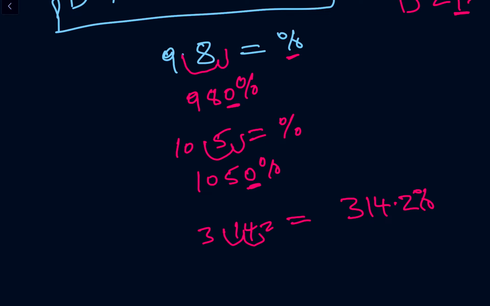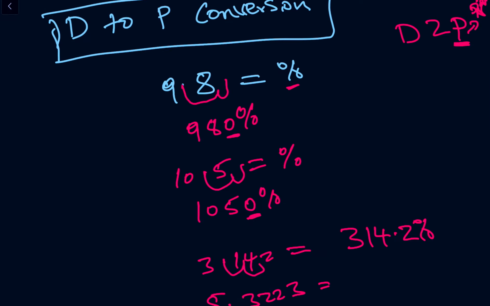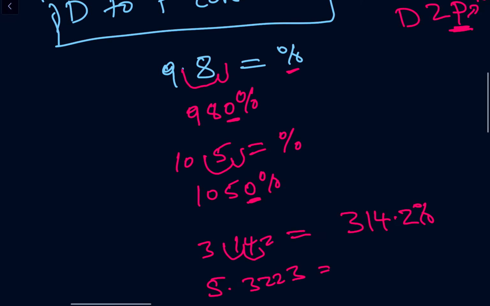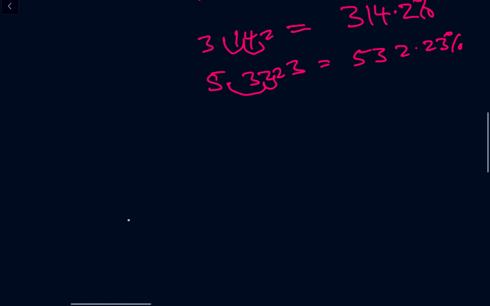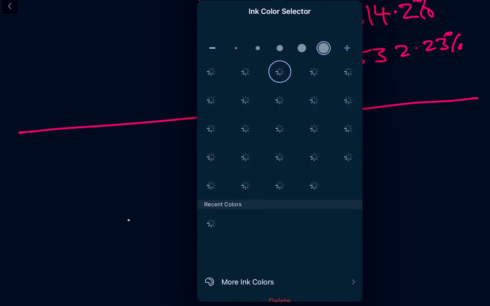And then let's take the very last one, which is going to be 5.3223. All we have to do here again is the same thing, move the decimal 2 places to the right, so it's going to be 1, 2. So we're going to get 532.23%. With that out of the way, now let's convert from percent to decimal using the same formula.